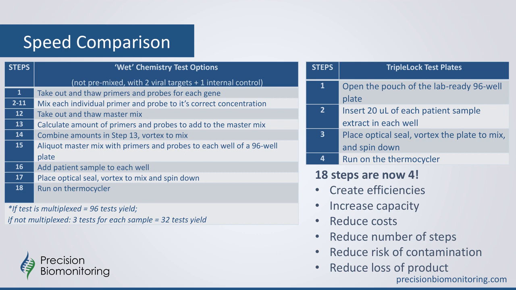For our triple lock option, we eliminate the vast majority of those steps because you're just opening your pouch, putting your sample in. So you're basically skipping down to step 16 of the wet chemistry test option to run. And that is also basically in terms of timing and throughput for those wet chemistry test options. If it's not a multiplex test, then your yield is also going to go down because each sample is going to need to be tested 3 or more times, depending on the number of targets that you want to interrogate.